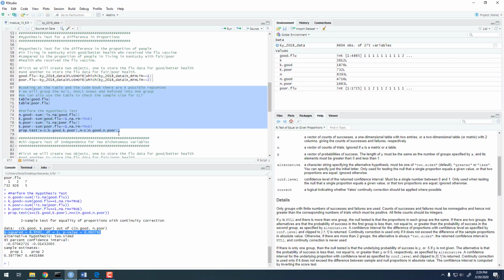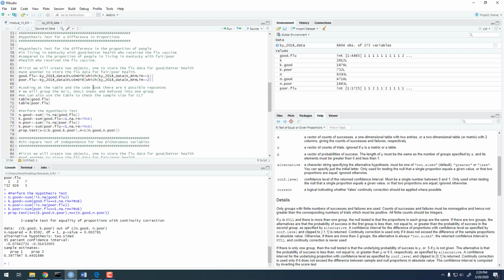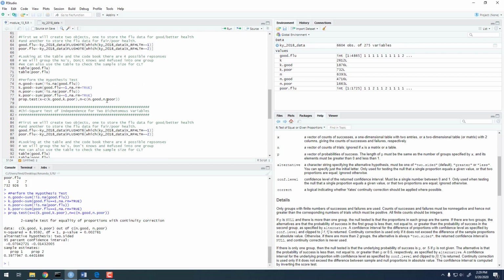Going back to the code, if I wanted to prove that one of them was less than or greater than, just like here where we added in this alternative statement, we could do the same thing here in this hypothesis test.